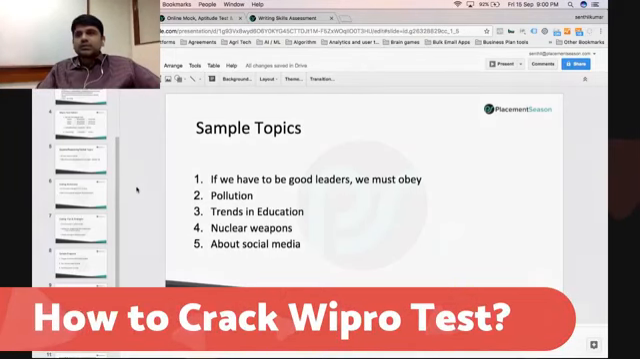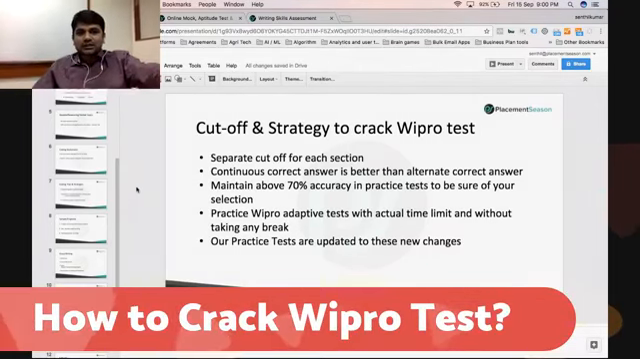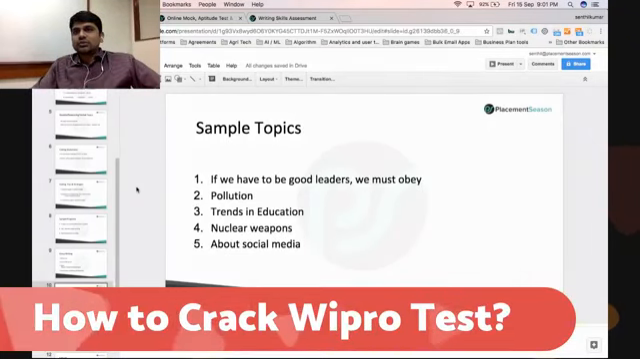Right. So what is the cutoff that you can expect for Wipro? See, there is a separate cutoff for each section, and since it's an adaptive test, your scores will be normalized. So in aptitude, what we recommend in each section is, let me just quickly go back.